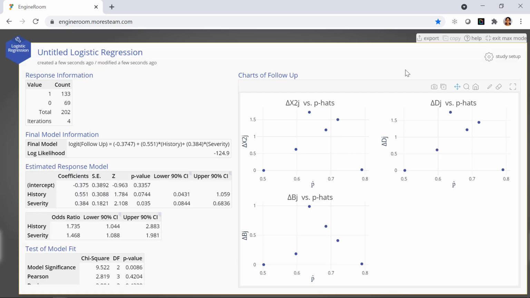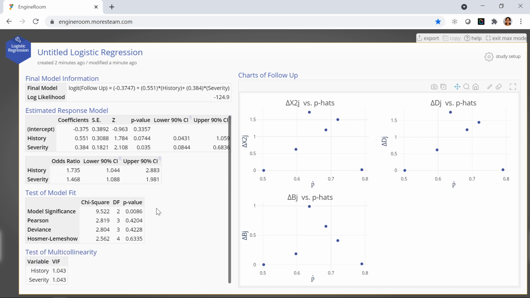The output is very similar to the last one. We had 133 patients present for follow-up and 69 who did not, for a total of 202 patients. We see that both history and severity are significant at the 10% level. Looking at the odds ratios, patients with a history of the condition have a 1.7 times greater odds of follow-up over patients who do not have a history. Similarly, patients who perceive their condition to be more severe have 1.5 times higher odds of follow-up compared to those who feel it is less severe.